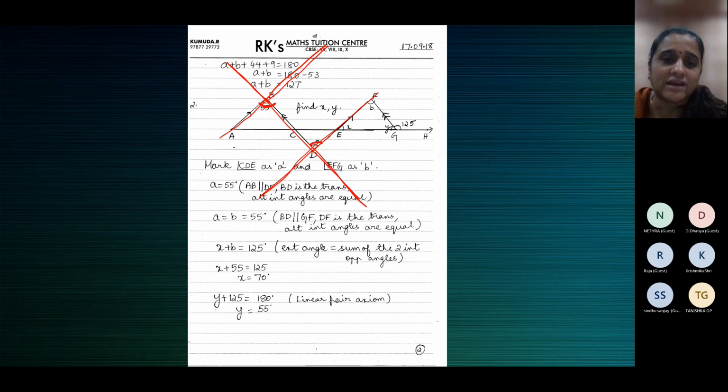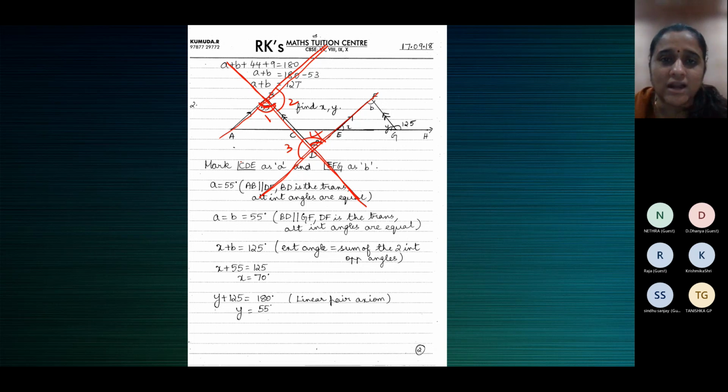Which are the four interior angles? See here, 1, 2, 3, 4. These are the four interior angles. 1 and 4 are alternate interior angles. 2 and 3 are alternate interior angles.